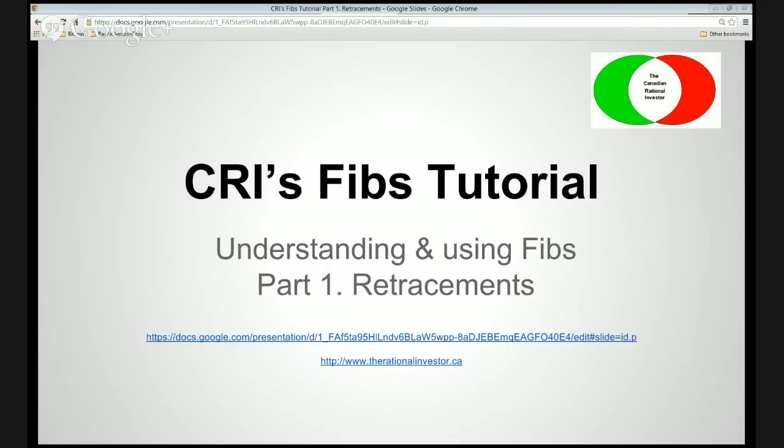Hello everyone, welcome back to CR Investors' ongoing tutorial series on learning technical analysis. Today's tutorial subject is all about fibs, or what we call Fibonacci levels. This tutorial in particular is part one of a two-part series, and as you can see on the slide, we're going to look at what are called retracements today.